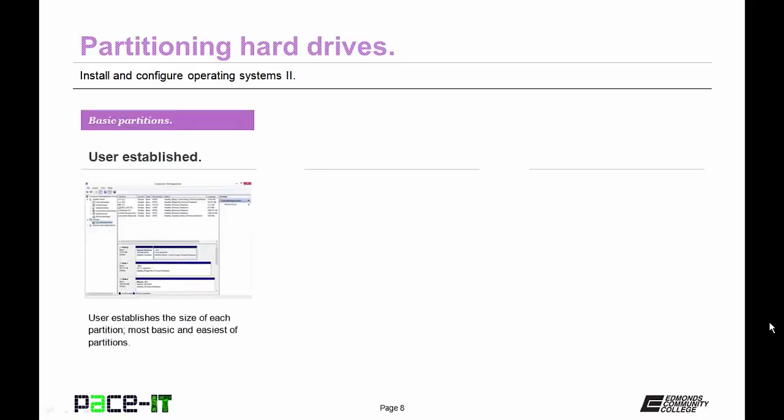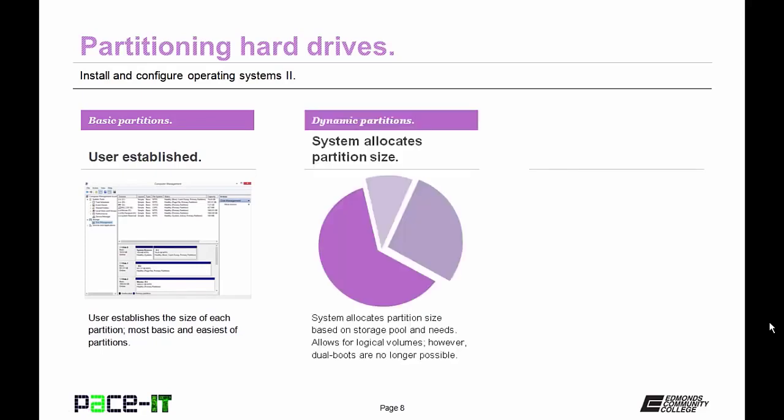Now, there are 3 basic types of partitions. There's the basic partition. That's where the user establishes it. The user sets the size, and it is the most basic and easiest of partitions. Then there's the dynamic partition. That's where you allow the operating system to decide how much space is needed for that partition, and it can increase and decrease as needs arise and fall.